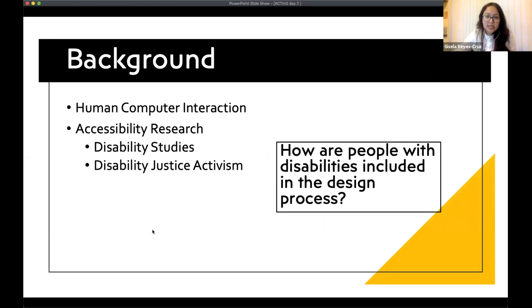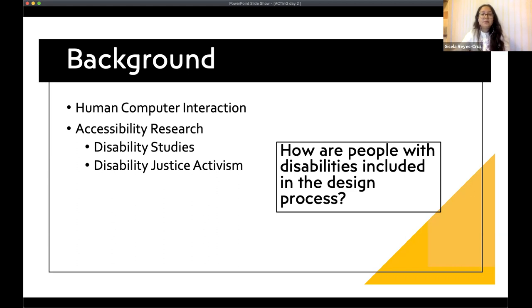So my work sits at the intersection between human-computer interaction and accessibility research, and specifically focused on visual impairments. But also, a lot of the work that I'm drawing on in turn draws on disability studies and disability justice activism. And it is mainly concerned with to what extent and how people with disabilities are included in the technology design process.